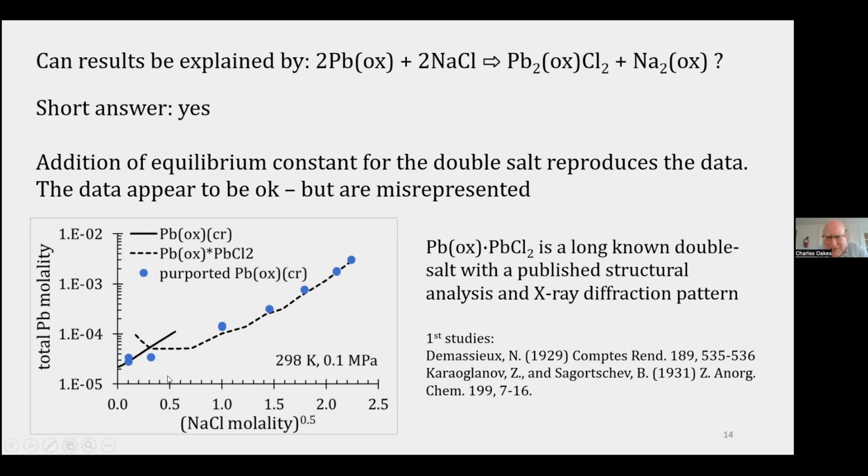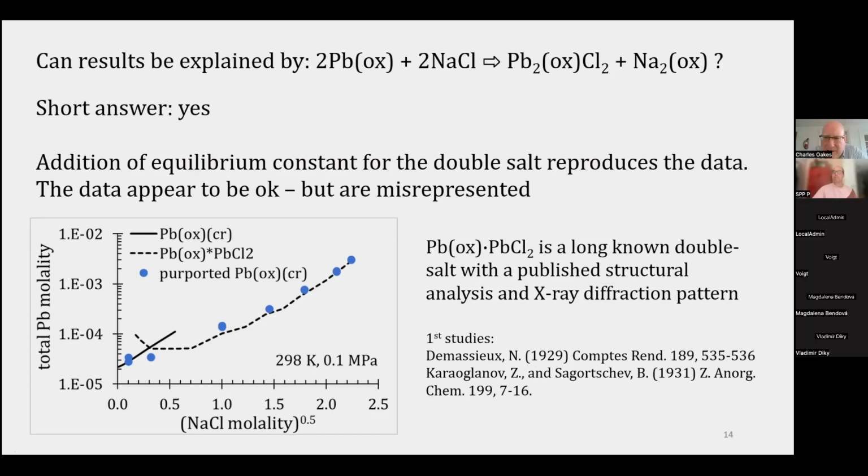So this isn't a final version of what I've done here. This is just basically a crude first stab model, so it's not very pretty. But I just threw in a solubility constant for lead oxalate chloride with no other changes to the model. Everything else is the same. All I did was add a solubility constant, and lo and behold, the data are reproducible by a different model than the published one. And what I've shown down here is that the existence of this solid has been known for nearly 100 years. Again, no freaking mystery.